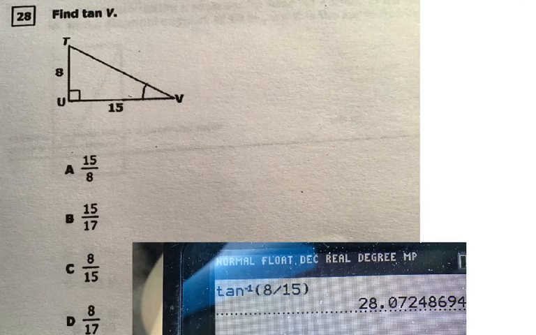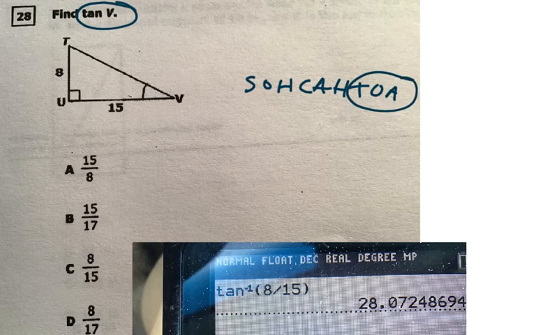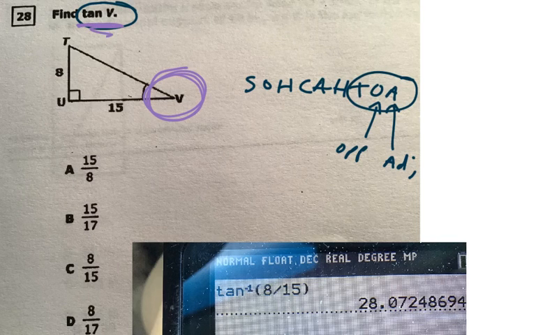Let's go ahead and take a look at this one. By now, guys, you better know SOHCAHTOA. Therefore, you better know tangent is the opposite over the adjacent. So if we look at angle V right here, because we want the tangent of V, the opposite, notice, is 8. The adjacent is 15. Therefore, it's C, 8 over 15.